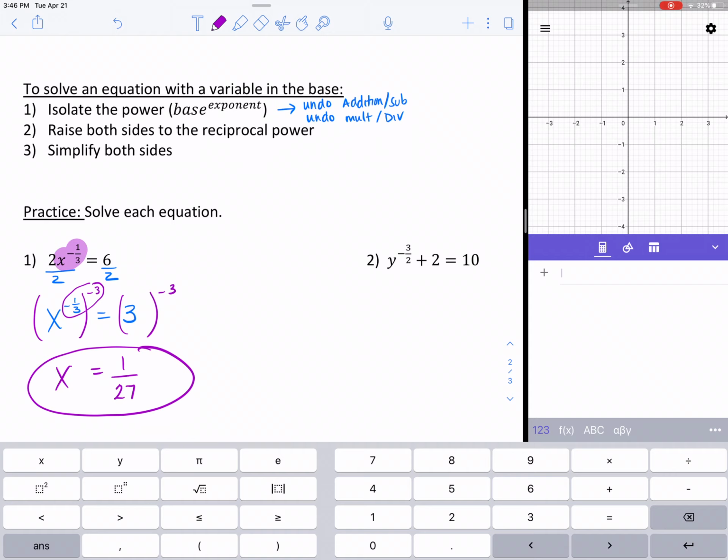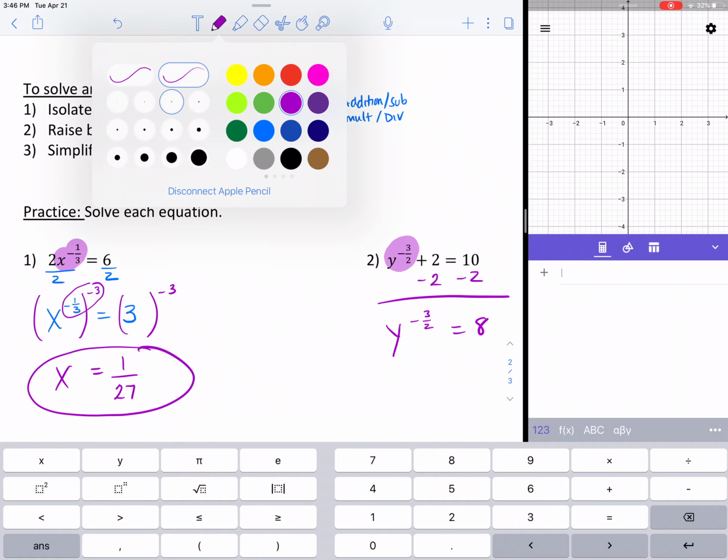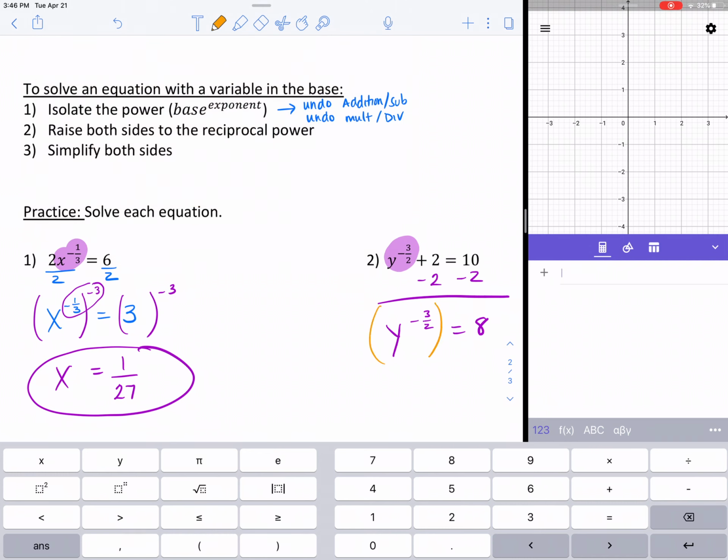Number 2, to isolate the power, again here the power is the y to the negative 3/2. I'm going to first have to undo that addition by subtracting 2 on both sides. I get y to the negative 3/2 is equal to 8. And then I raise both sides to the reciprocal power. So you have to know that the reciprocal of negative 3/2 is still negative, and it's 2/3. So I have to raise the 8 to the negative 2/3 power also.